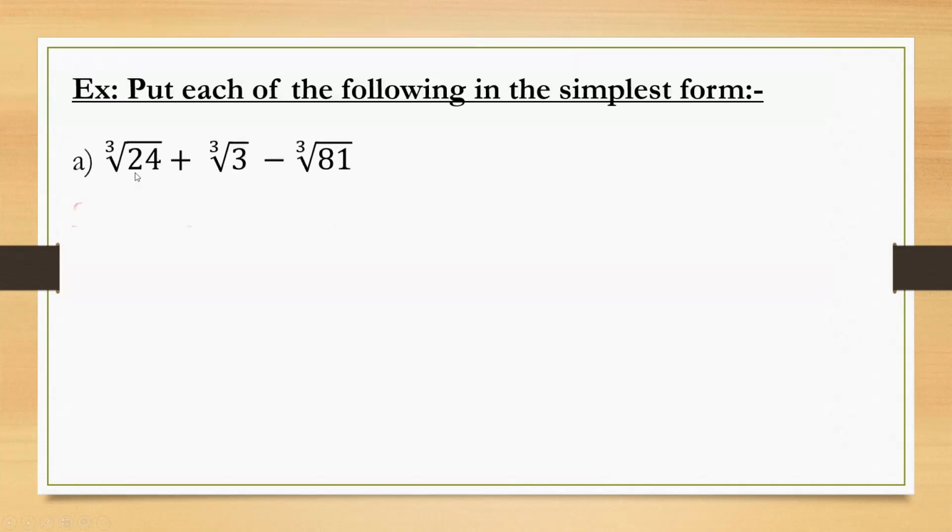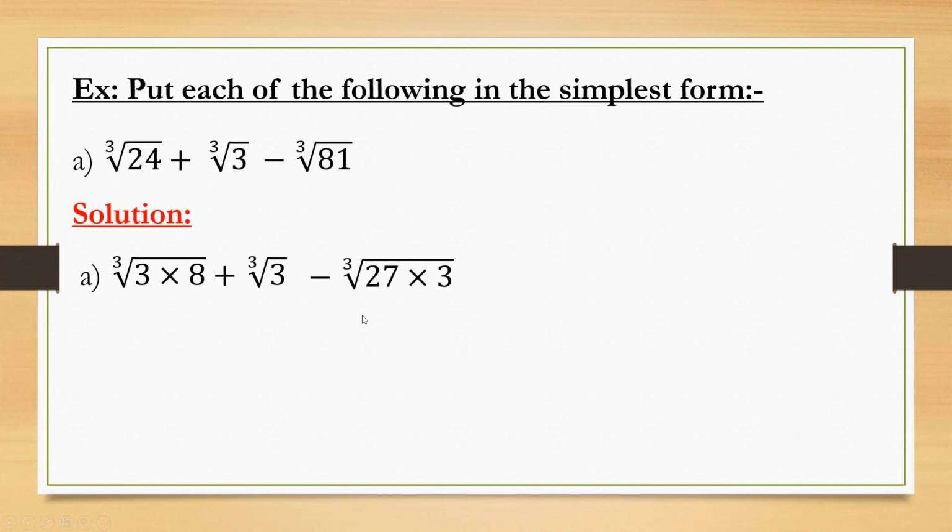Okay, each as the following. I must distribute this before I start solving, because I can distribute 24 into 8 times 3, not 6 times 4, because 6 has no cubic root and 4 has no cubic root. So I must distribute 24 into 3 times 8, because 8 has a cubic root, and I'll keep cubic root 3 as it is, since 3 has no cubic root. Minus 81, I distribute it into 27 times 3, because 27 has a cubic root, and keep 3 as it is.